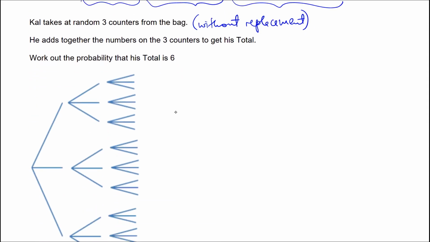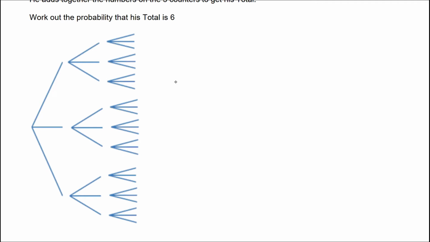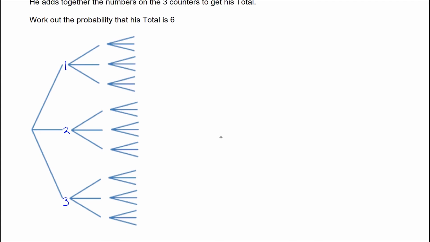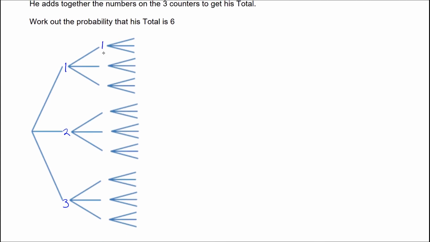Again, I'm going to use a tree diagram to represent this. This is optional. You don't have to use a tree diagram. But I'm just using it so that you can understand what's going on, to visualize this solution. So the first counter that he picks could be 1, 2, or 3, because those are the only numbers on the counters. This is the first selection. Second, again, we can have 1, 2 or 3.